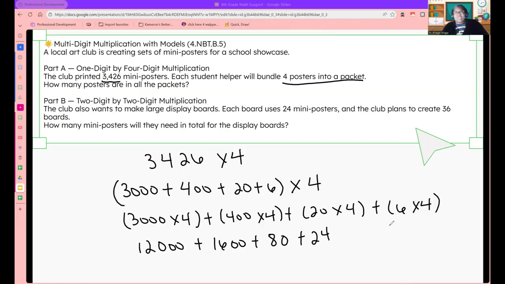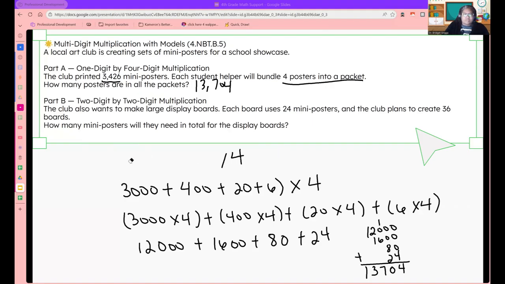So then it's just a matter of adding it all together. So we have 12,000 plus 1,600 plus 80 plus 24. So 0 plus 0 plus 0 plus 4 is 4. 0 plus 0 plus 8 plus 2 is 10. 1 plus 6 is 7. 2 plus 1 is 3. And the 1 just comes down. So that gives us 13,704.